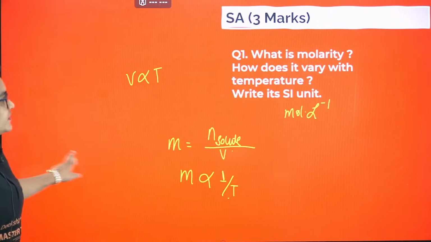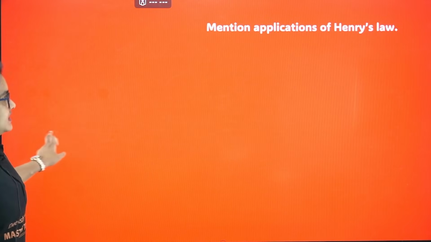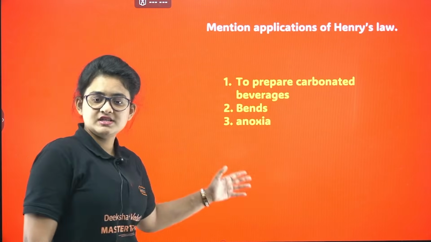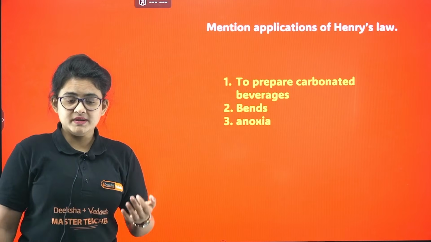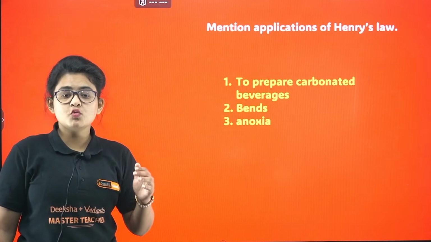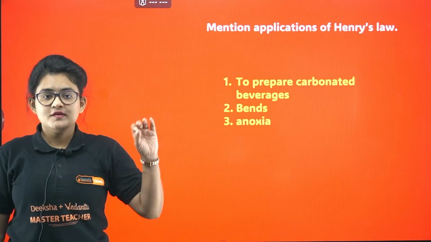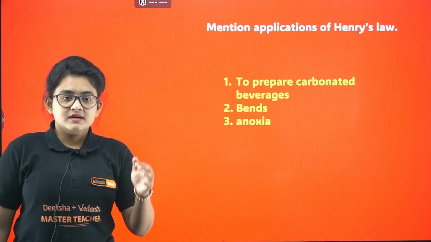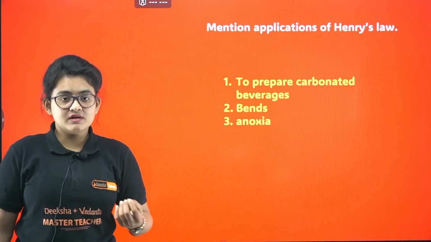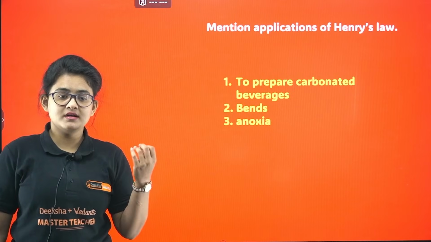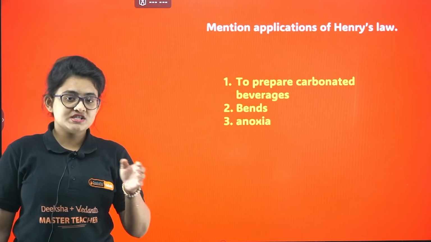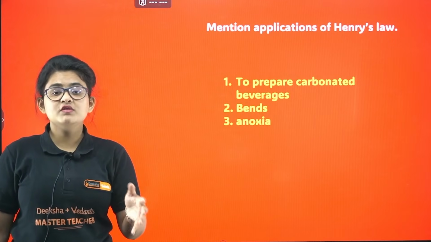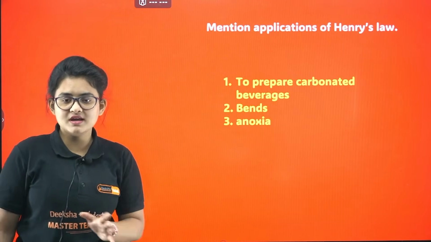Let's proceed further. We are entering the 3-marker questions. Application of Henry's law, for instance to prepare carbonated beverages. Another application is scuba divers. Scuba divers face bends when they go deep down into the ocean, because of the dissolution of nitrogen gas in the blood. To prevent this, they mix a certain amount of helium. That can be well explained using Henry's law.